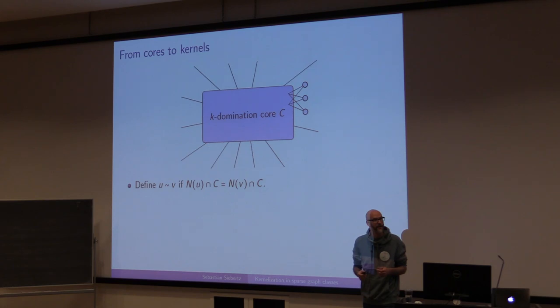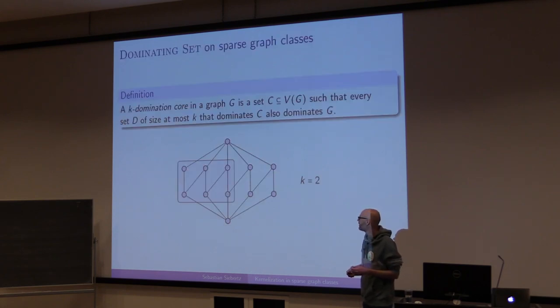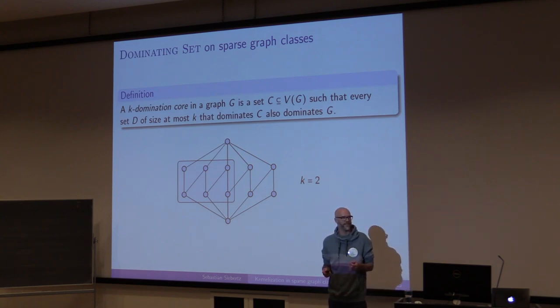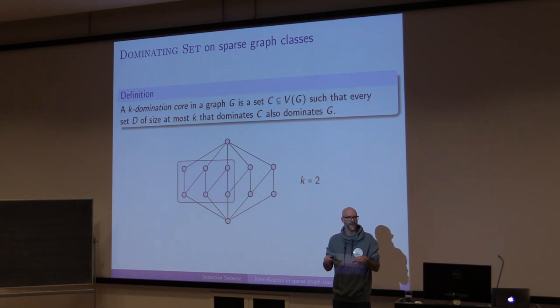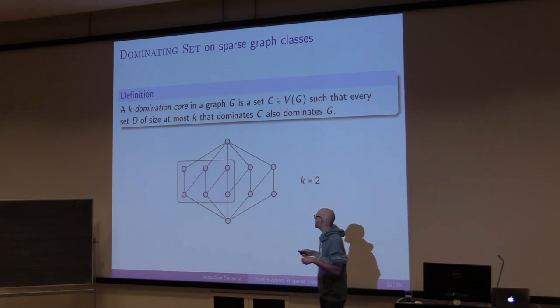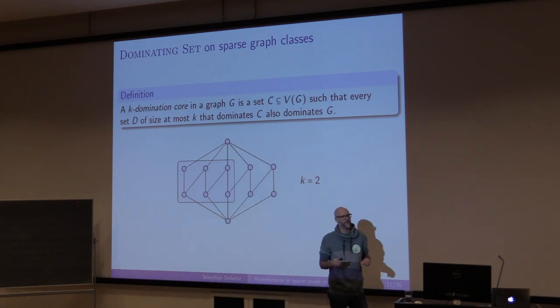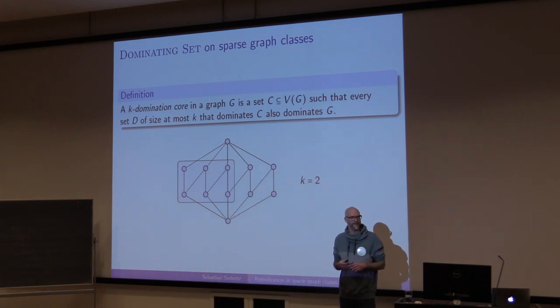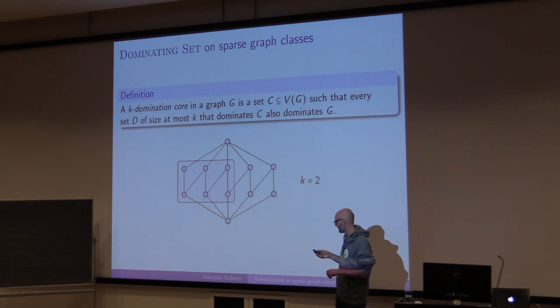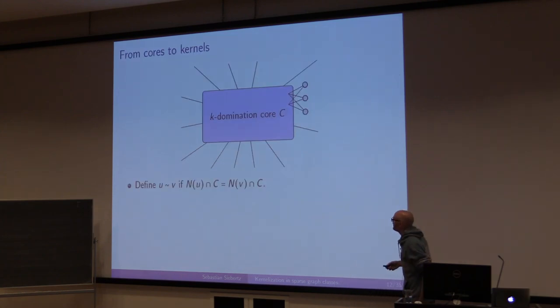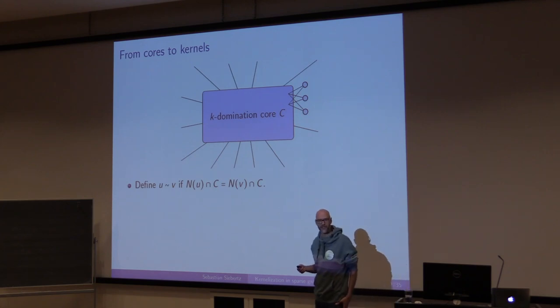Sorry? You need more than two vertices, right? Because you can just pick that vertex itself as a dominator for that one. Yes, you always need more than two vertices for the core, otherwise you just pick the two, exactly. So that option is not there, right? Which option? Yeah, so these two don't do it, exactly, because you can just use that as the dominator for this set. Exactly. So how do we get to a kernel from the domination core?